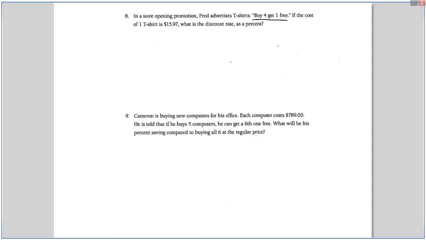The next one says buy 4 get 1 free, and it asks what is the discounted rate as a percent. Alright, so basically what's happening here is you are getting 5 shirts for the price of 4. So 5 times 15.97, this is going to be your whole. This is the total, your whole.